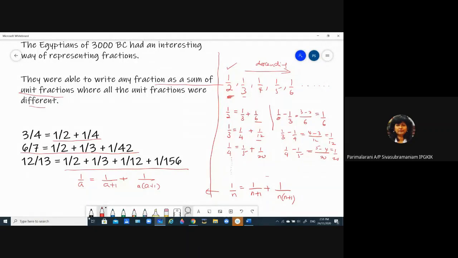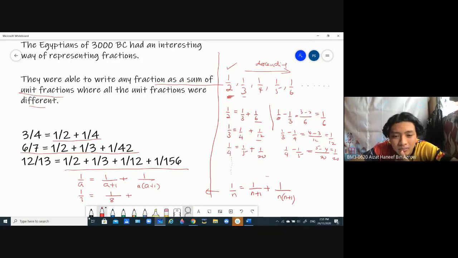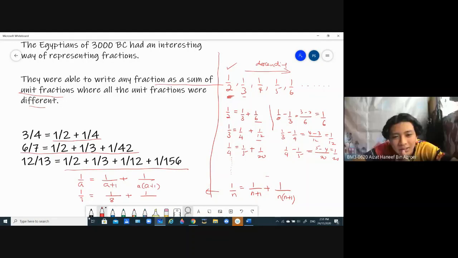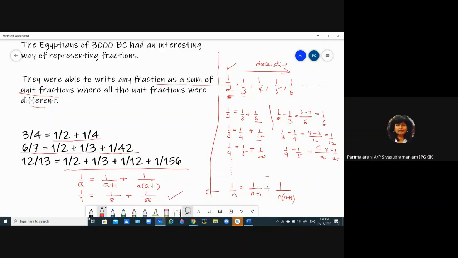That means any unit fraction, for example, 1/7, I can write it as the sum of unit fractions. So 1/7 will be 1/(a plus 1), now your a is 7, so a plus 1 is 8, plus 1/56. Correct, you multiplied 7 by 8 to get 56. So very easily we can write 1/7 as a sum of two different fractions.